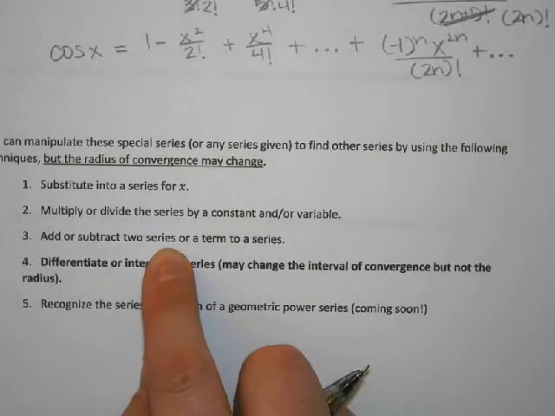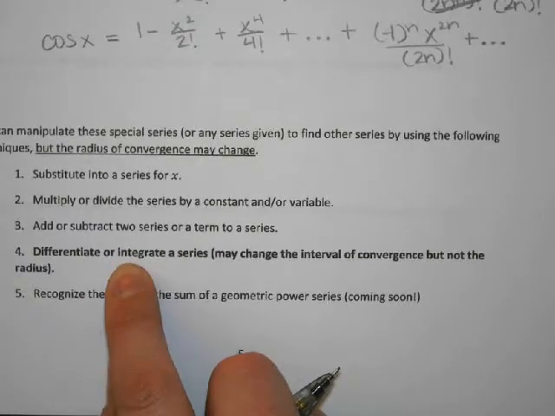You can add or subtract two different series together. So if they wanted you to find sine x plus cos x, then you could just take those two Maclaurin series and add them together. The one that I just put in bold is what we just did. You can differentiate or integrate a series. This is the one that kind of slips into problems where you might not recognize that's what they're doing, but that's what they're asking you to do.